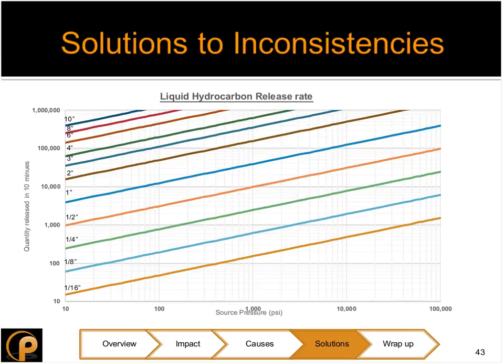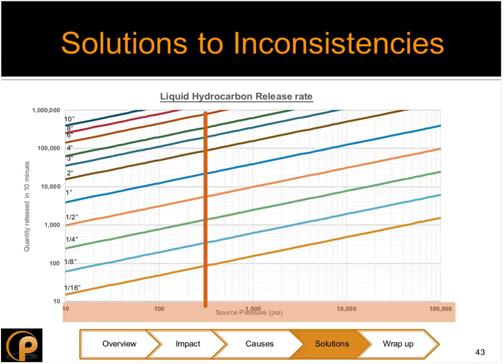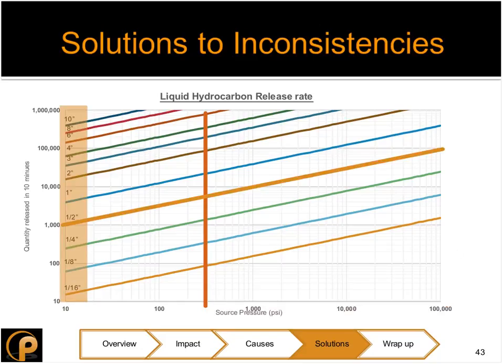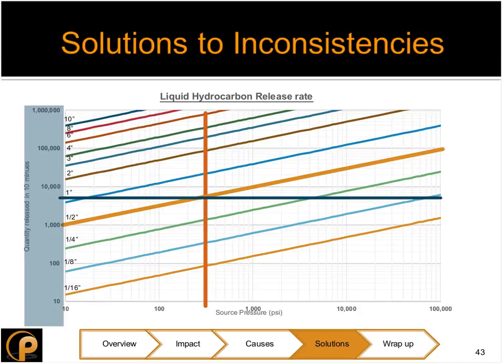So the way this works is you look at your source pressure. In RT's example, we were looking at 300 PSI. You then look at the hole size. So for the pump, it was a 3-inch shaft size, so that's a 1/2-inch hole. And where those two lines intersect gives you on the left side the quantity released in 10 minutes or whatever period you want. In this case, it says 6,000 pounds of liquid hydrocarbon, in this case, gasoline.